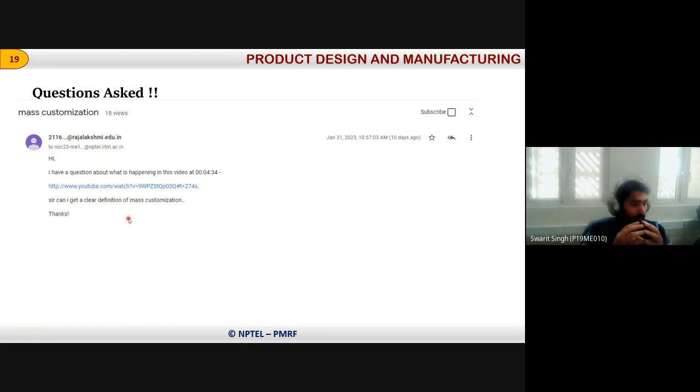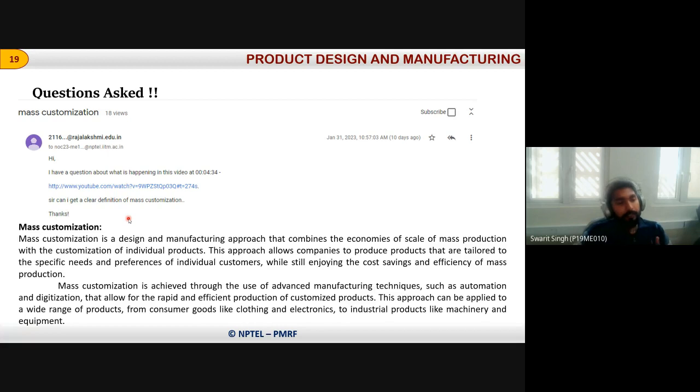Customization is something we have already seen, customization of any product as per our own need. Okay, customization of clothes is a very good example. Like tailor-made clothes, we used to purchase a sheet of cloth, and then we used to go to a tailor, and as per our design requirement and our wearing sense, we used to ask him to stitch that particular cloth in a particular fashion. So that is customization. Then if that customization comes in mass, that is termed mass customization.